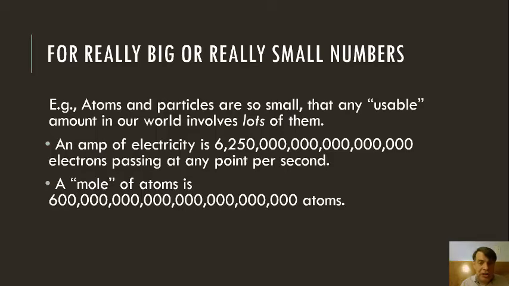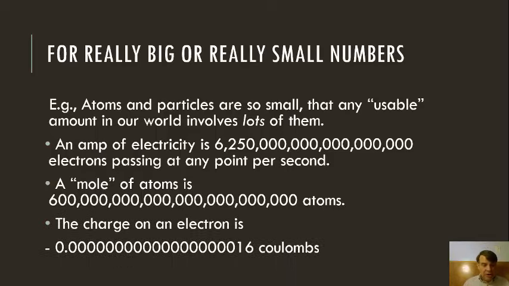And of course you can go really small too. So the charge on an electron is negative. I'm not going to even guess what that is. I could do it, if I were to, write it out.